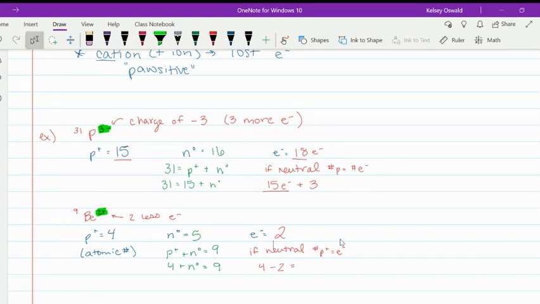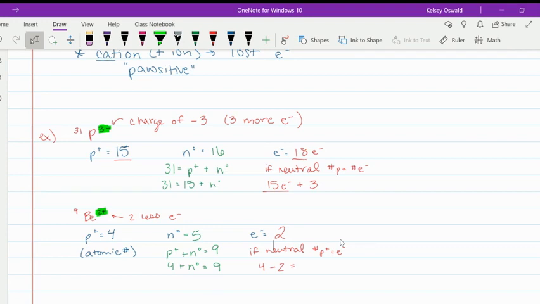These types of problems, we really need to look and see whether we have a positive or negative charge on our ion. If we have a negative charge, like in our first example, that means we have more electrons in our atom, which means we had to gain electrons. We have an overall negative charge, we have more negative particles in our ion, which means we had to have gained electrons, so we'll have more electrons than protons.